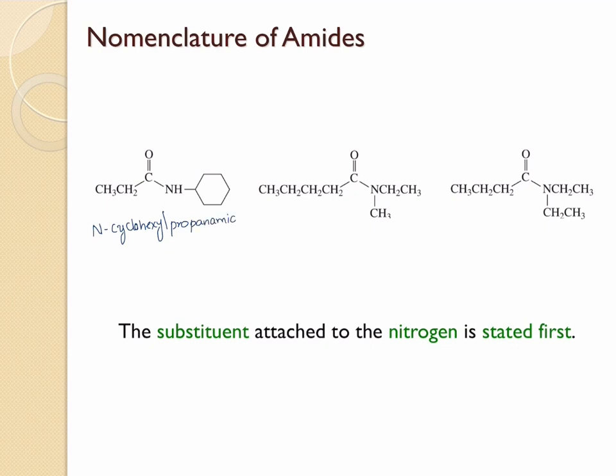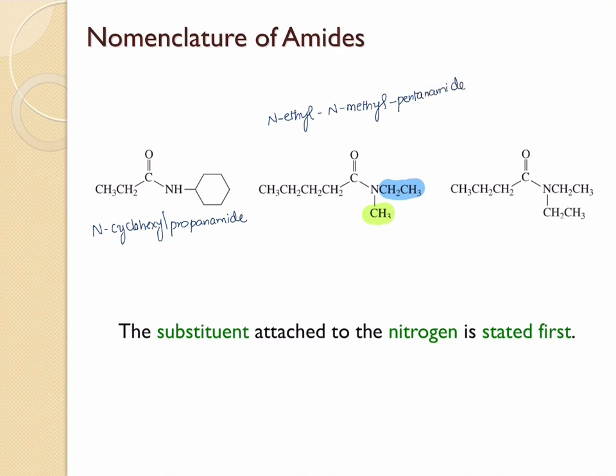Now let's take a look at this molecule. In this molecule, you have 2 substitutions on the nitrogen. You have a methyl group and an ethyl group. So in this case, you're going to call this N-ethyl, N-methyl, because E comes first and then M. You cannot write it as N-ethyl methyl. That would be wrong. And then you find the number of carbons coming from the carboxylic acid. So 1, 2, 3, 4, 5. There are totally 5 carbons. Therefore, this should be pentanamide.